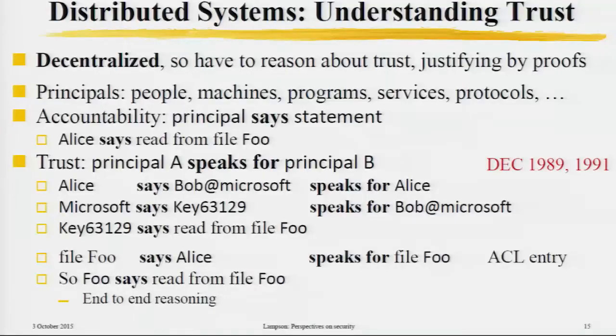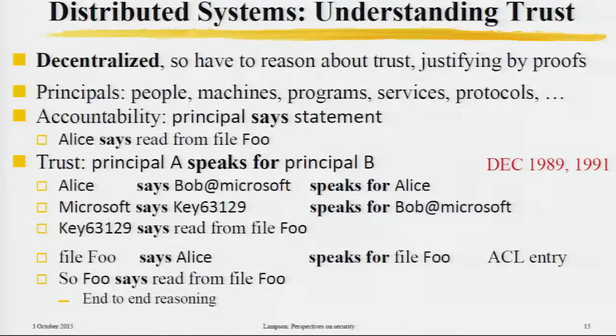And the fundamental thing that makes reasoning about trust work is the notion that one principal can speak for another. So Alice may say that Bob at Microsoft speaks for Alice. That means if Bob at Microsoft says to do something, you can proceed as though Alice had said it too. Microsoft says that this particular key speaks for Bob. The key says read from file foo, i.e. you get in a request that's been encrypted, that's been signed by that key, and now you can conclude that Alice says read from file foo.